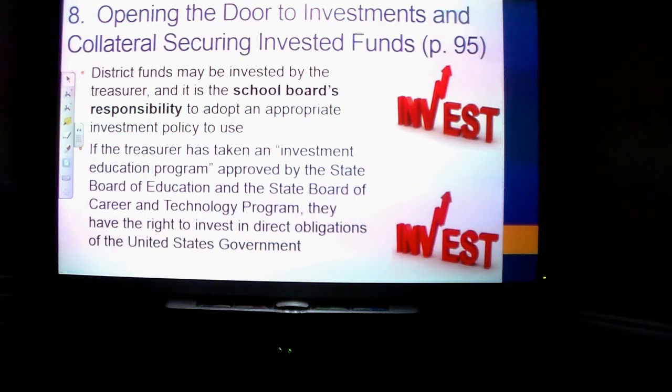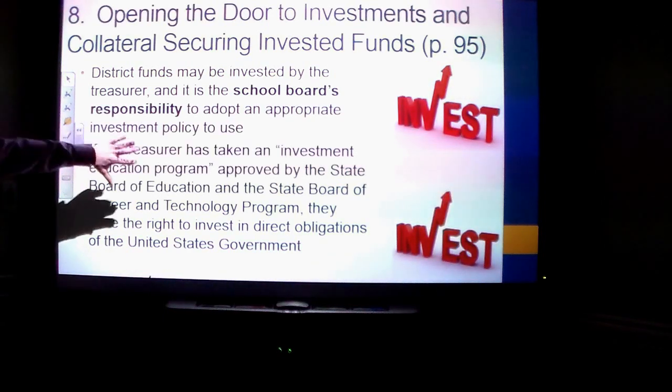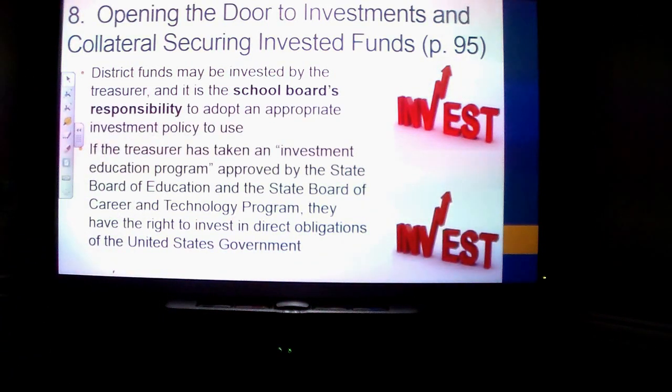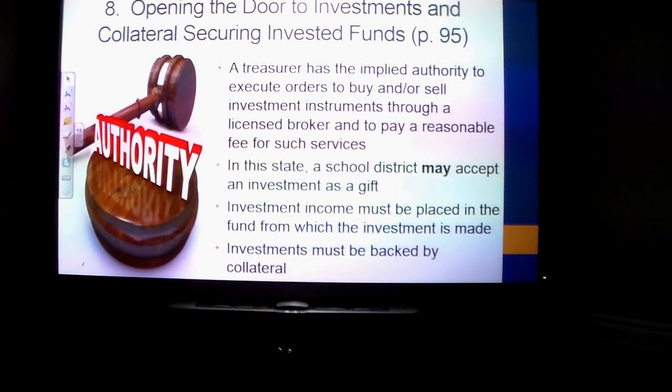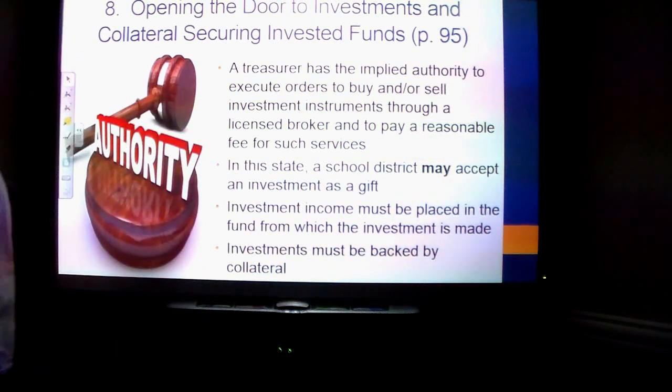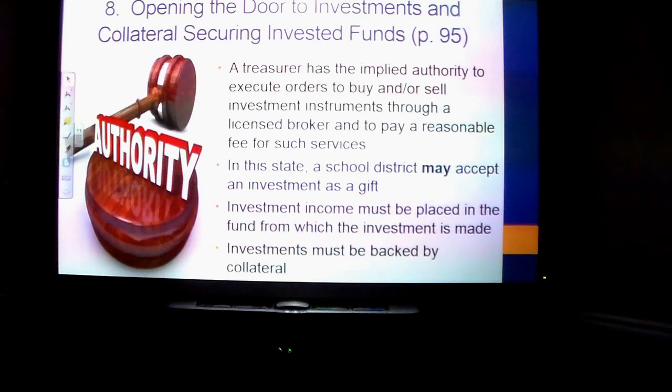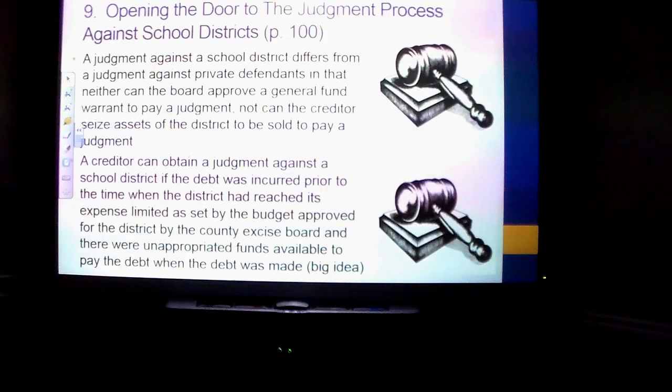So, securing invested funds. District funds can be invested by the treasurer, but the school board has to adopt an actual plan in terms of what policies they're going to use. If the treasurer takes an investment education program which is approved by the CTCs and the State Board of Education, then they have the right to invest in direct obligations of the government. The treasurer can buy and sell investments at their own discretion as long as they let the board know. This state lets school districts accept investments as gifts. Not where I come from. It was $250 or less. Investment income must be placed in the fund from which the investment is made, and the investments have to be backed by some sort of collateral, meaning if it falls, we have something else that can secure it.